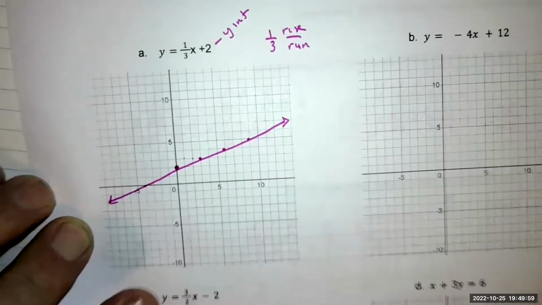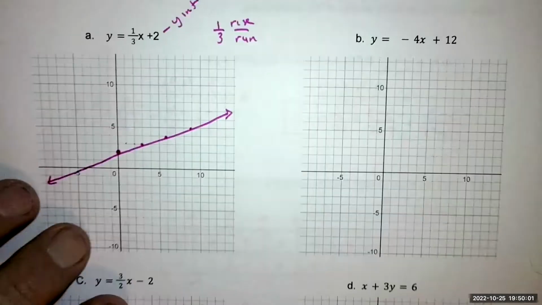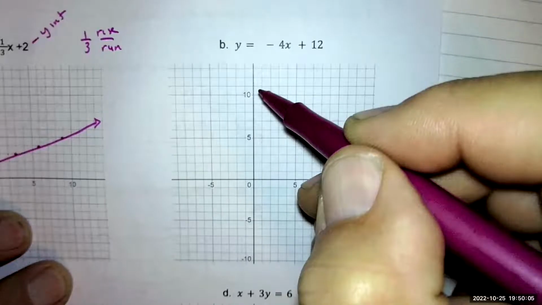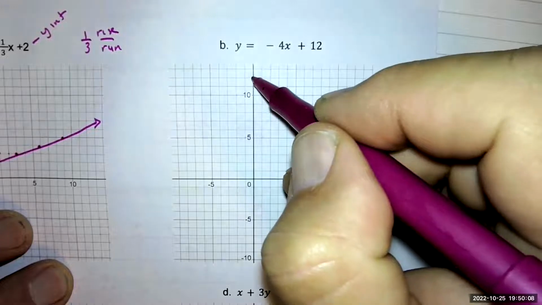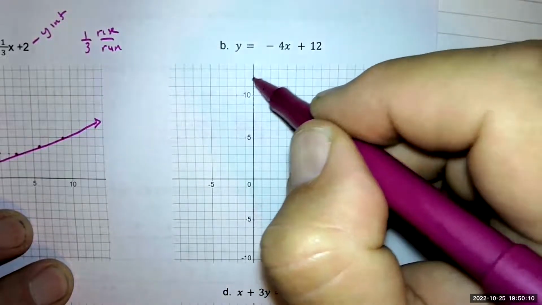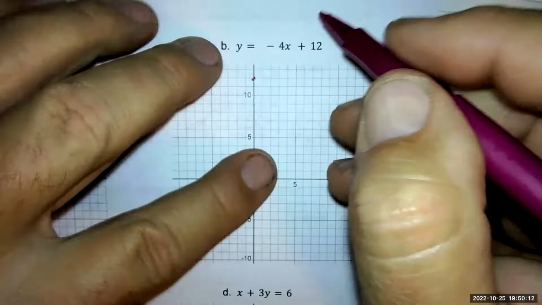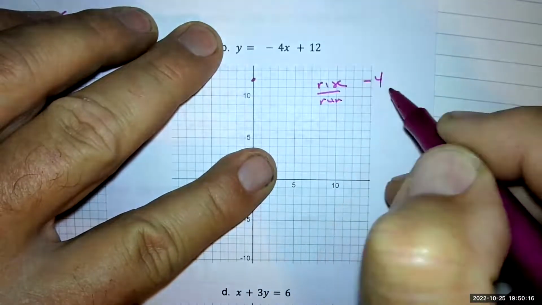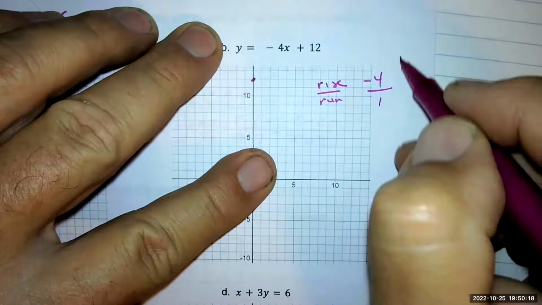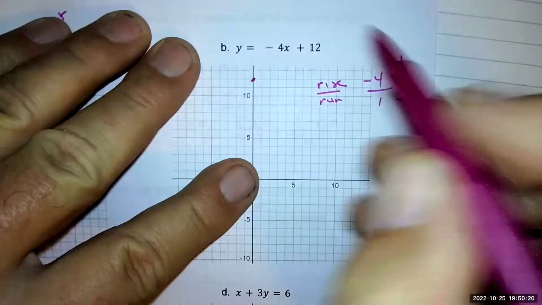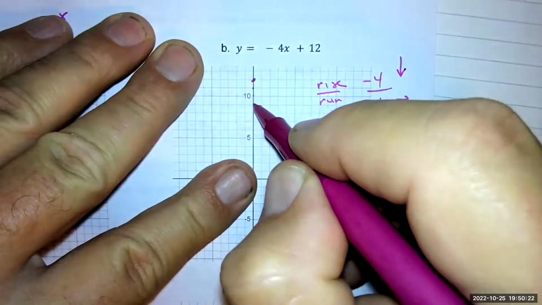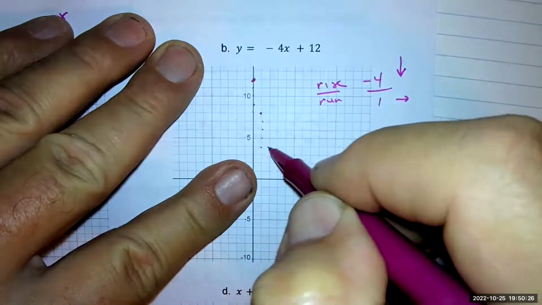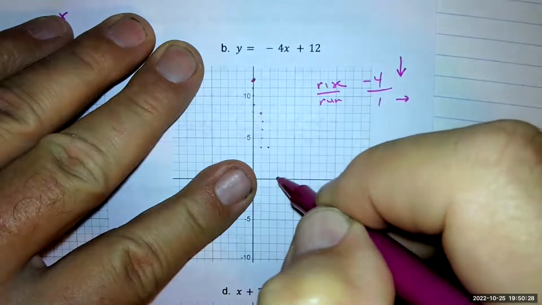All right, now let's go to the next one. So I start at 12. The y-intercept's at 12, so it's 10, 11, 12. So I start right here. My whole number is my rise over run, and my whole number is a -4. So I can put a 1 under it. That means I'm going to go down 4, to the right 1. Down 4, 1, 2, 3, 4, to the right 1.